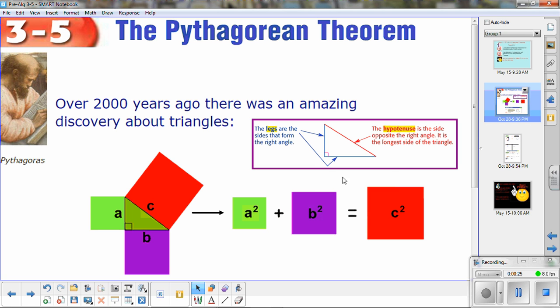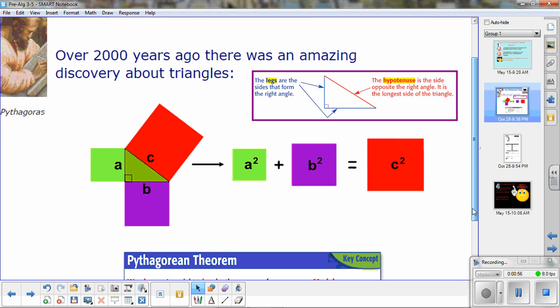In every right triangle, if you take the square of the two shorter sides, called the legs, and add them together, it will always equal the square of the longest side. That longest side of a right triangle is called the hypotenuse. It's the side that's directly across from the right angle, and it's also the longest side. Basically, what it says is a squared plus b squared equals c squared. That is called the Pythagorean theorem.